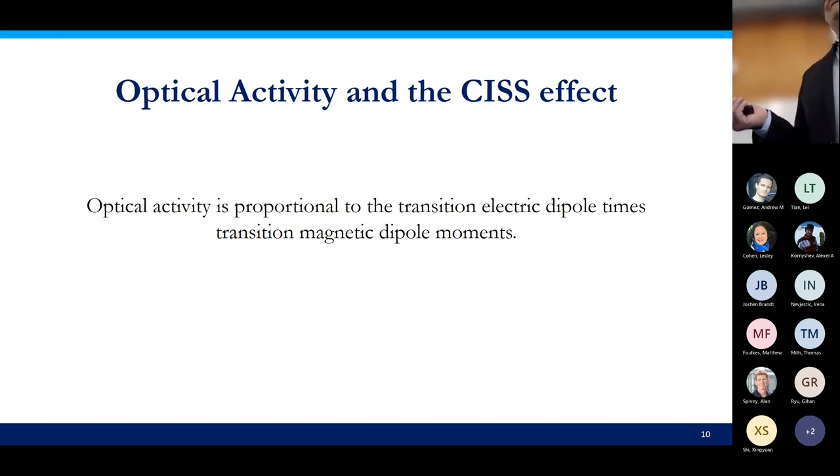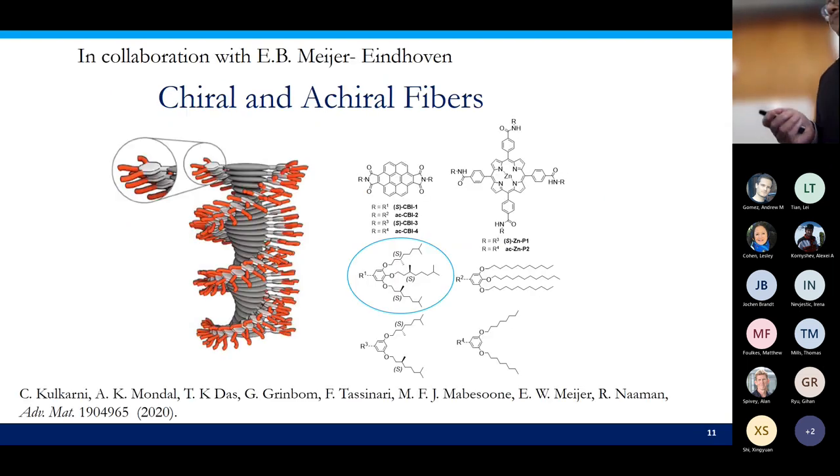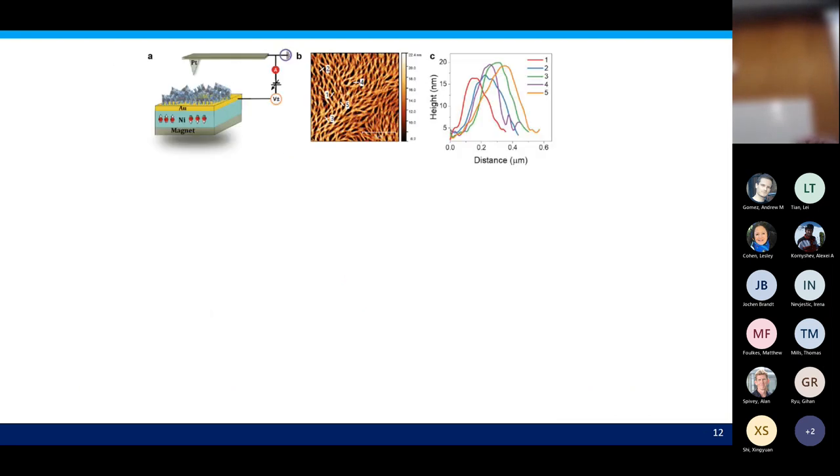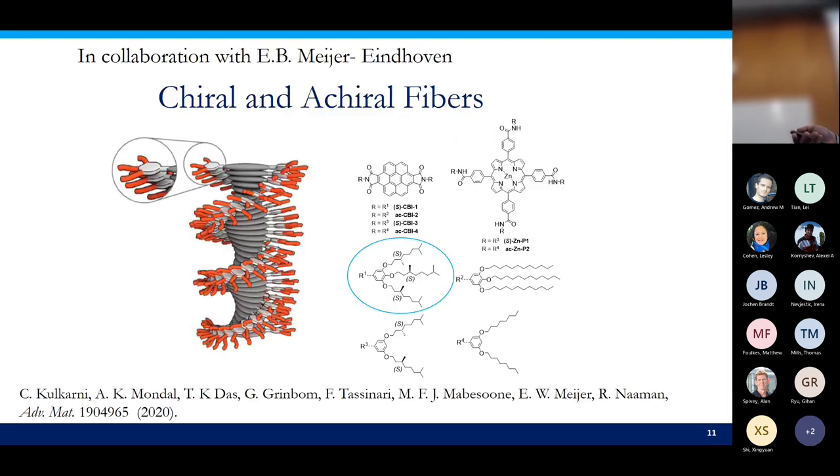And here I feel like I came just to the right place because I'm going to discuss with you the relation between optical activity and the CISS effect. So the first experiment was done quite long ago, almost 3 years, together with the group of Bert Meijer from Eindhoven. And there, Bert is an expert in making these supramolecular structures that are chiral. And they are chiral because these porphyrins have side groups that are chiral. So if you put here a group that is left or right, that affects the chirality of the system.